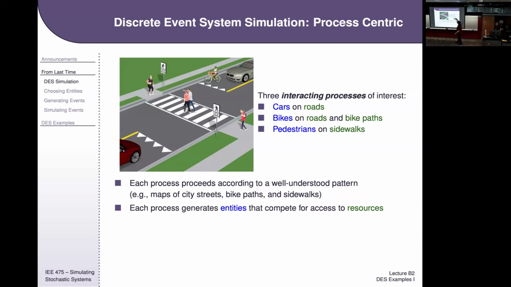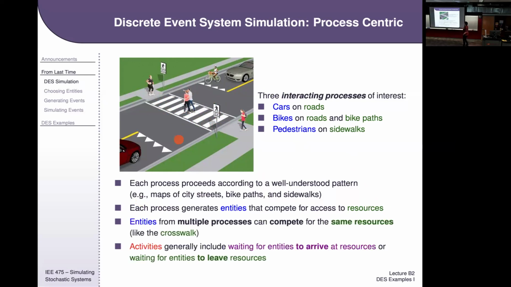So the cars are entities, the bikes are entities, the pedestrians are entities. These roads, bike paths, sidewalks, those are kind of the processes. There's a well understood pattern, so that's what we mean by a process. And the process generates these entities and they compete for these resources. And so the common resource here is this road segment. So entities from multiple processes compete for this crosswalk area.